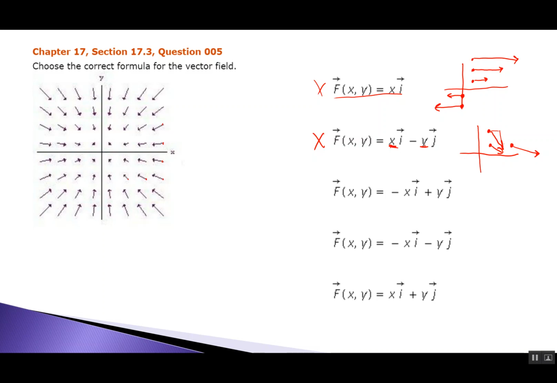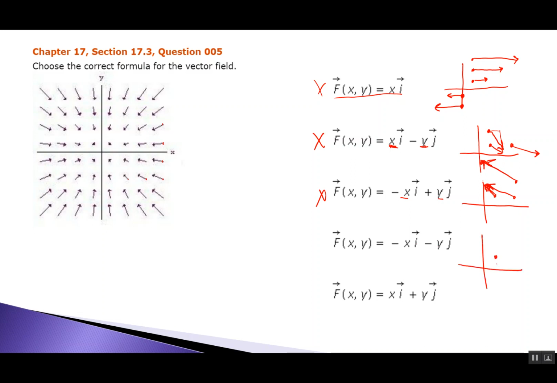Okay. How about the vector field -xi plus yj? If I'm at the point 1, 1, it will give me a -1 plus 1. Points that way. Actually, it goes right to the axis. If I'm at the point 2, 1, it will go -2 plus 1, so it will point to the same thing. If I'm at the point 2, 2, it will go -2 plus 2. That doesn't look right.